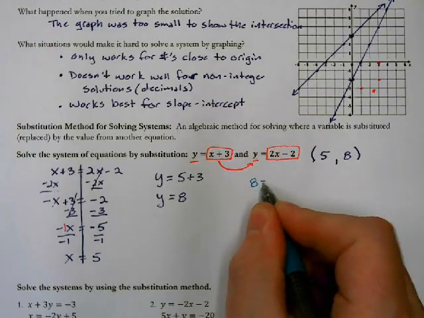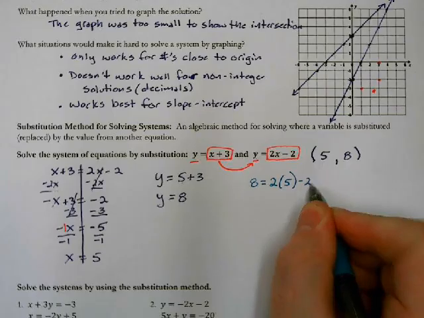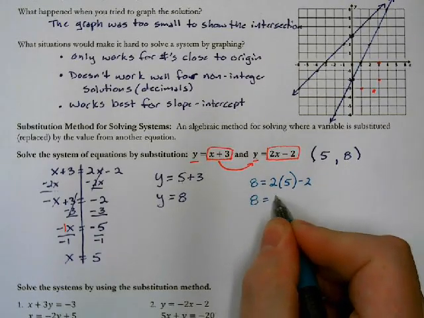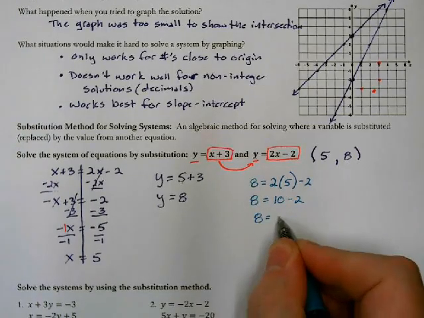Instead of x, we're going to plug in 5. So we get 8 equals 10 minus 2. 10 minus 2 is 8. Okay, we got the problem right.